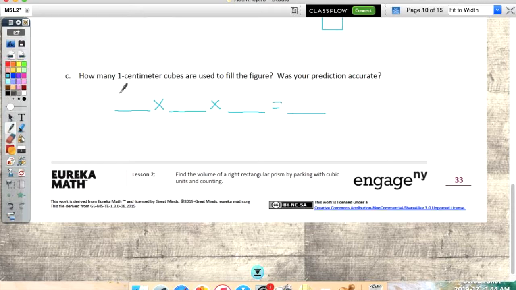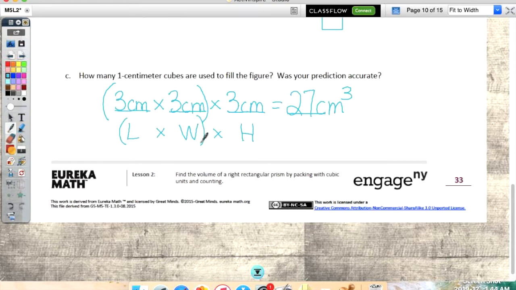9 times. It's not 9, is it? Yes. 9's the base. It's not 9 though. 3. 3 times 3 times. Okay, so 3 times 3 times 3 equals 27 cubic centimeters. And this is where we got the 9. The base was 9, right? So is this length times width times height? And length times width is actually, what's that called? Area. Don't forget. Sometimes you can do the area of the base times the height.